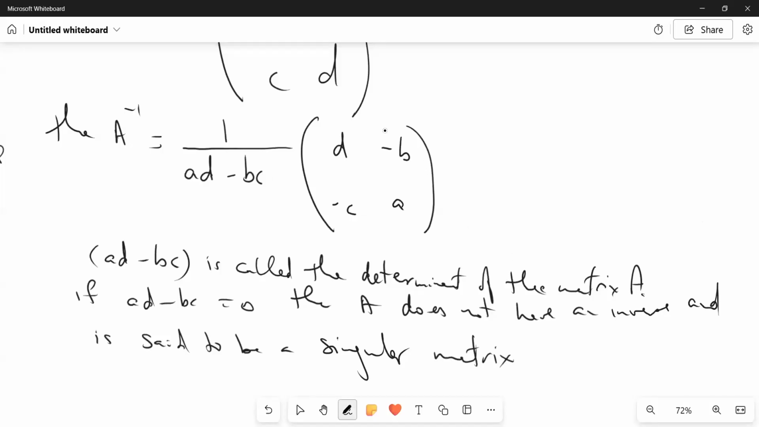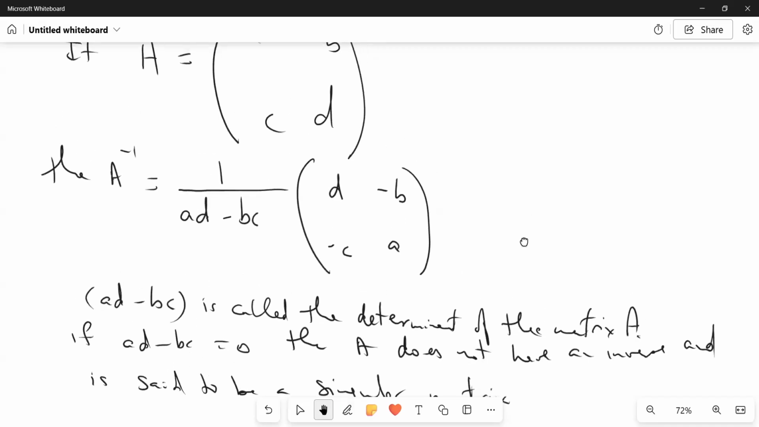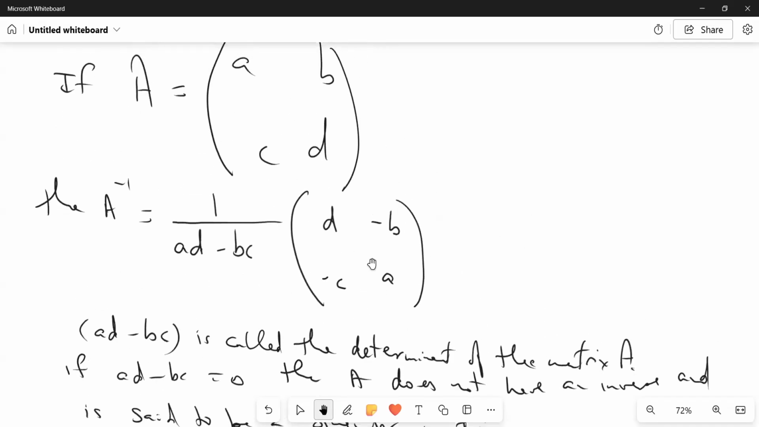And this part here, right? When you take A, B, C, D and rearrange it like this, and change the sign, this is what we call the adjoint of A, right? The adjoint of A.